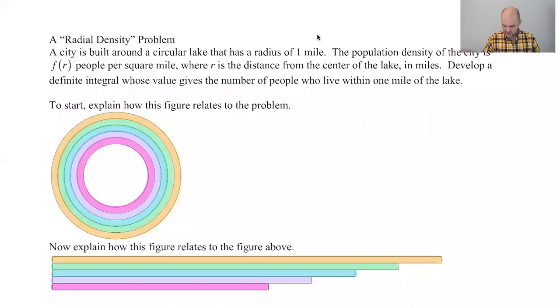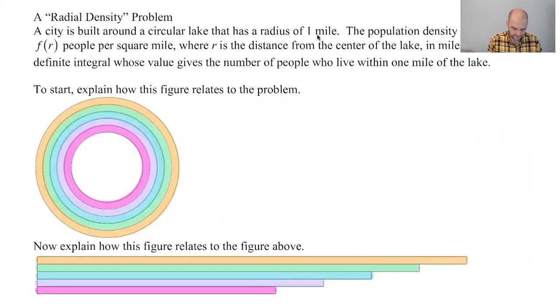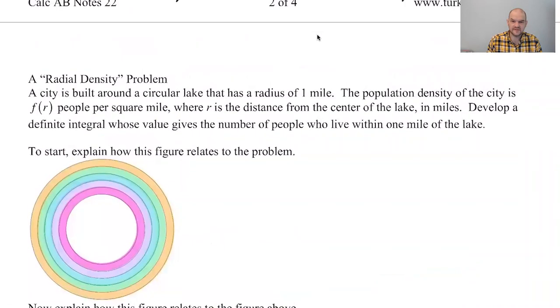All right, we're back. We're on page 3 of notes 22 of Calc AB, and now we're going to talk about a radial density function. I think if no one ever explains it to you, you might struggle a little bit with it. But once you get the logic of it, not bad at all. So what we want to do is we're just going to look at a problem and see how it relates.